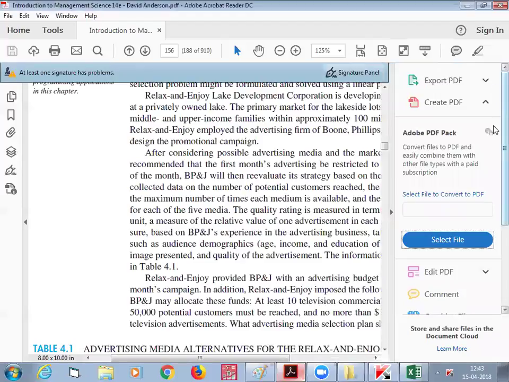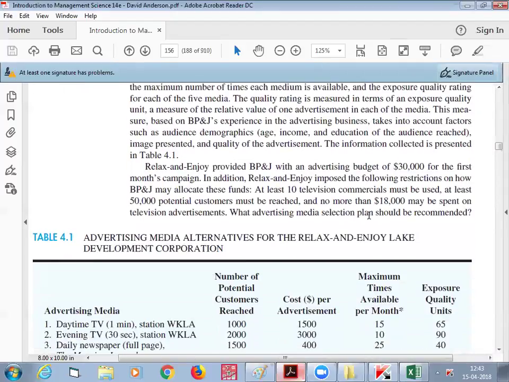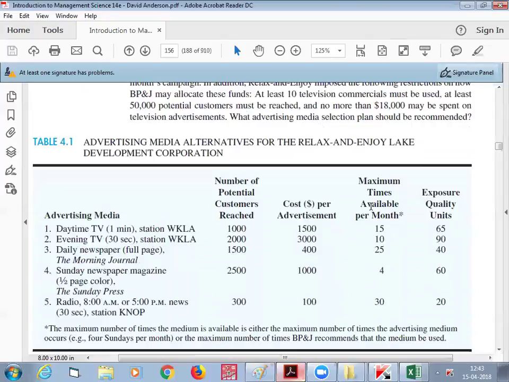Okay, here is the table. We have 5 media: daytime TV, evening TV, daily newspaper, Sunday newspaper, and radio. The first column is the potential customer reach of each of these. Then the cost per advertisement, the maximum times available per month, and the exposure quality units.